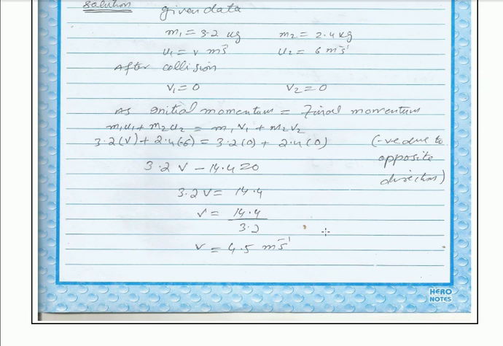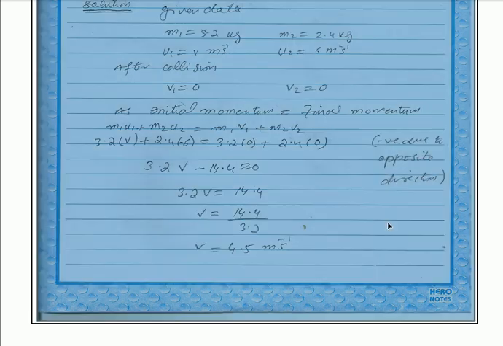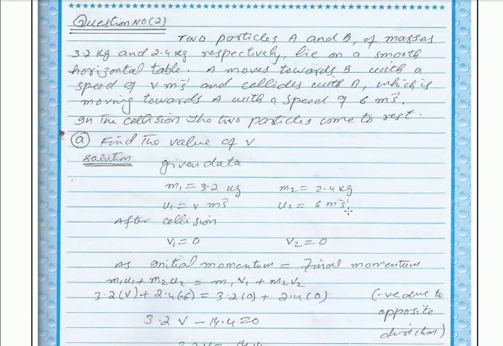We know that initial momentum is equal to final momentum, according to the formula m1 u1 plus m2 u2 equals m1 v1 plus m2 v2. By putting the values of m1 and u1, after simplification, we get v equal to 4.5 meters per second. So the velocity is equal to 4.5 meters per second. The negative sign is due to the opposite direction of motion.